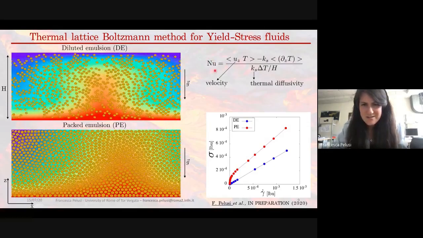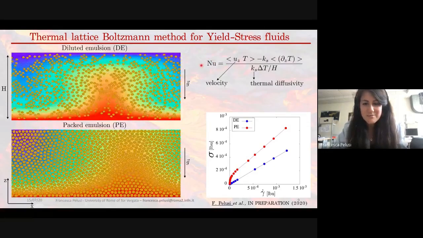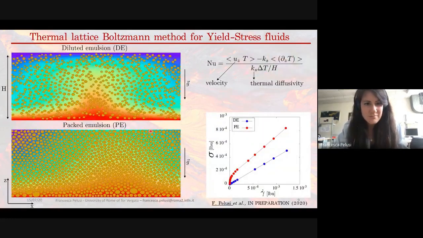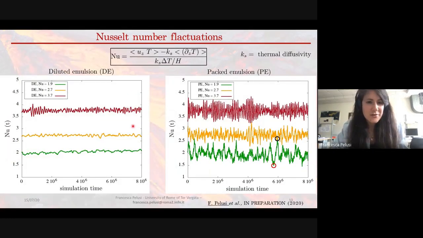Just to clarify, the Nusselt number is equal to 1 when the system is in a conductive regime. When it is in a convective regime, the Nusselt number exceeds unity. So here is the first comparison. I look at the evolution in time of the Nusselt number for 3 different stationary values of the Nusselt number, for the dilute case, but also for the packed case.